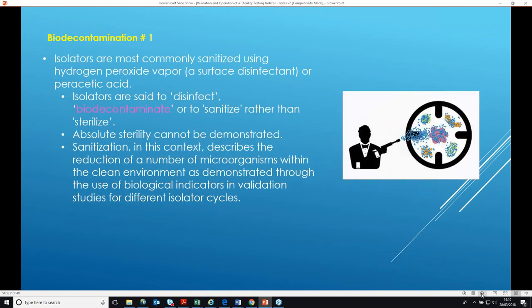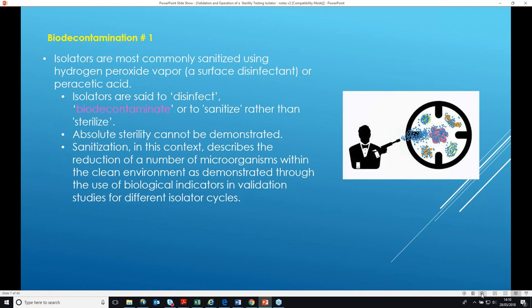A further key advantage with isolators is that they can be automatically decontaminated. And with isolators, the most common method of sanitization is hydrogen peroxide vapor. However, peracetic acid or chlorine can also be used. And there are some models in development that are using other means of decontamination, such as plasma gases. But it remains that hydrogen peroxide is the most common sanitizing agent you'll come across.